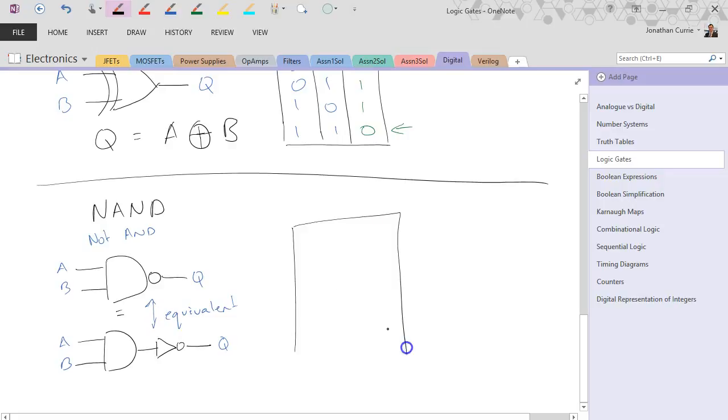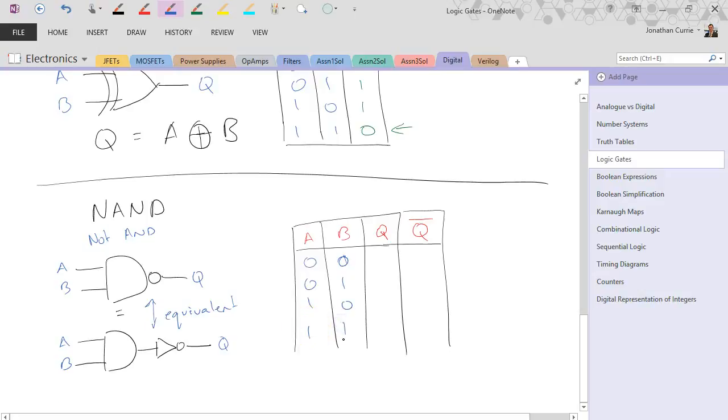And the easiest way I find to remember the truth table for these ones is, when you go to fill out the truth table, A, B, I'm going to do Q, and this will be not Q. 0, 0, 0, 1, 1, 0, 1, 1. Work out what it would be here. So this would be the not Q before it is then inverted.